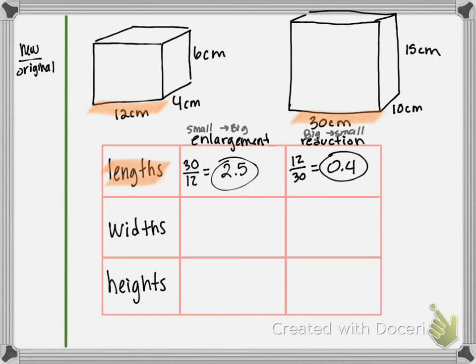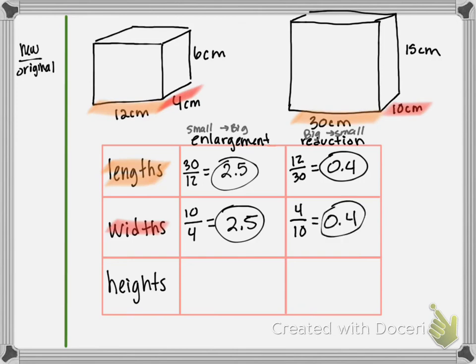Okay, let's look at the widths. The width would be 4 at the small, and the big one would be 10. So from small to big, I have 10 over 4, and 10 divided by 4, that's 2.5. Right, the same as the length, sorry. Okay, let's look at the reduction. So from big to small, we got 10 at the bottom, 4 at the top, because that's our new over our original. And we get 4 over 10, which is the same as 0.4. Right, same as the length.